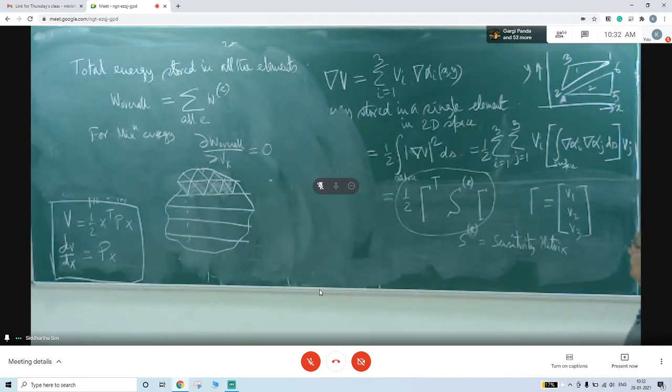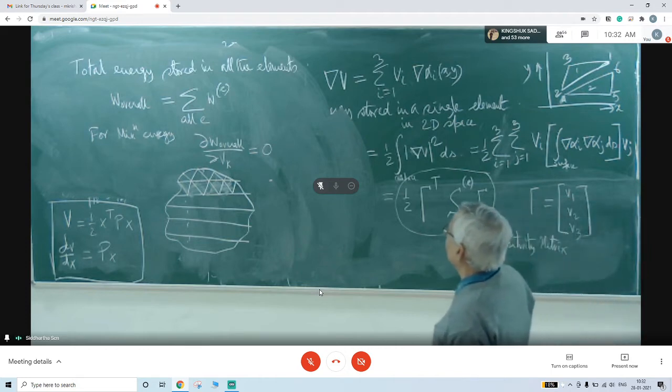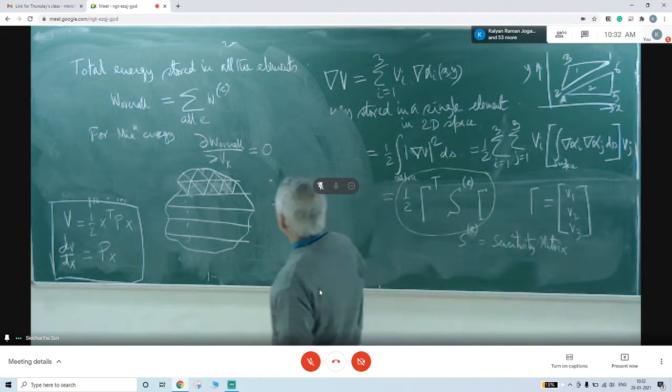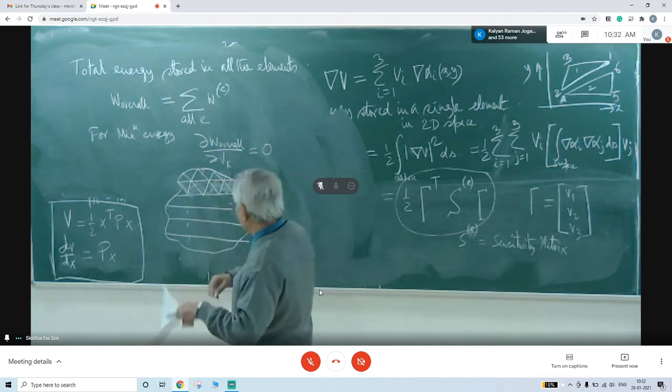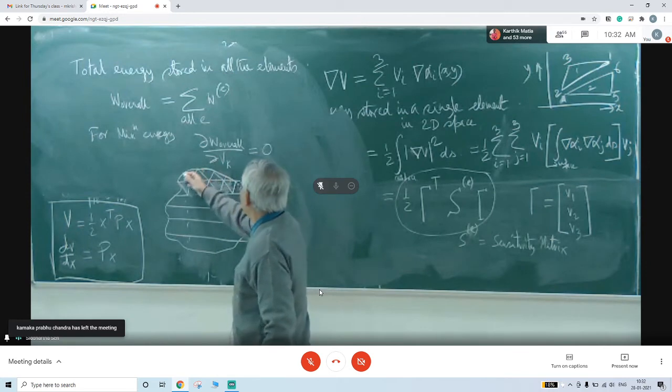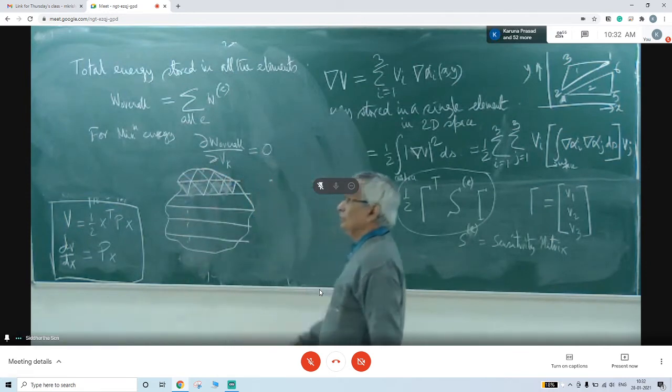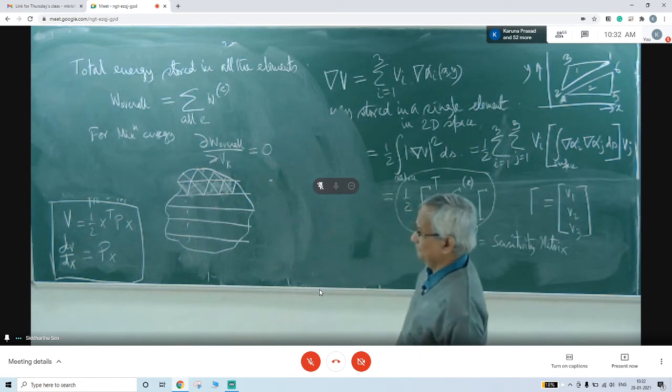So I mean the del W overall, del Vk. Vk represents, I have k equal to 1 to very large quantities, because they represent all the vertices of the triangular elements there. Is it clear? Yes, sir.